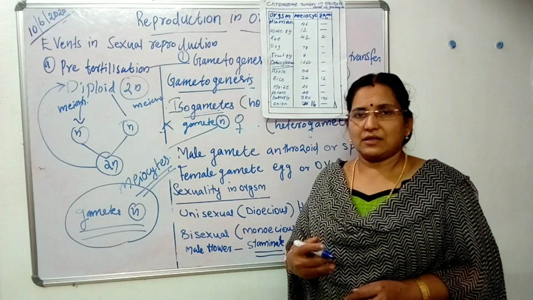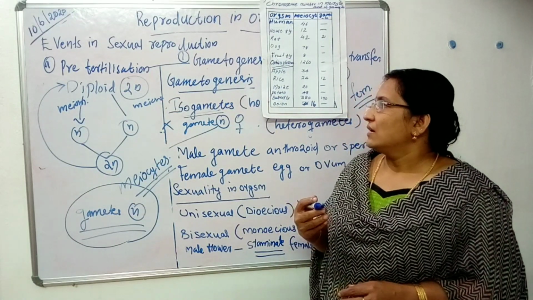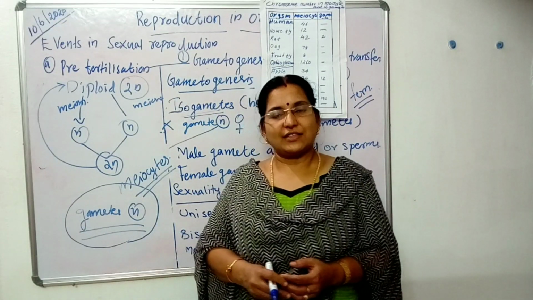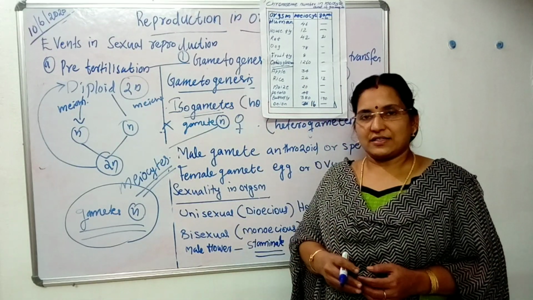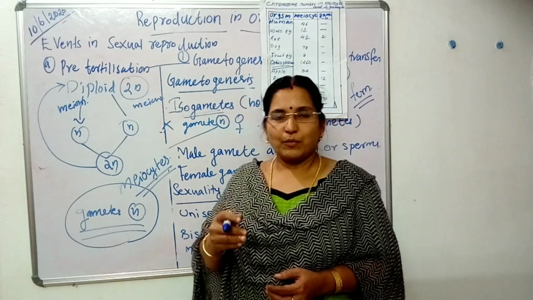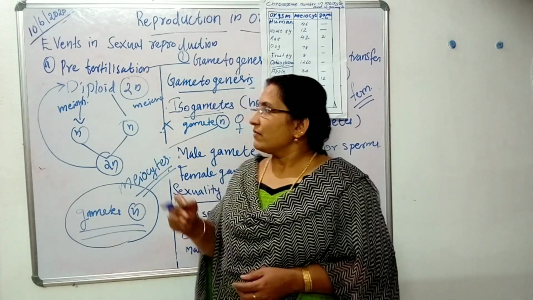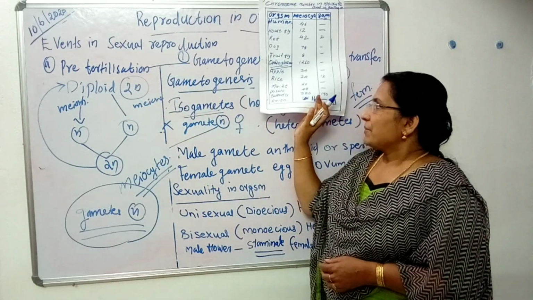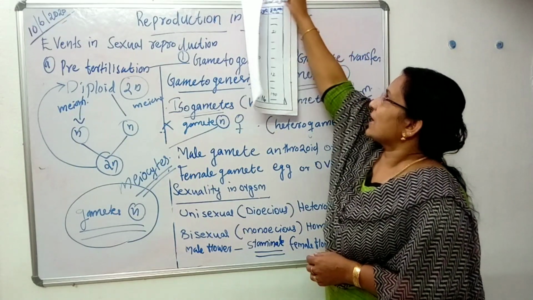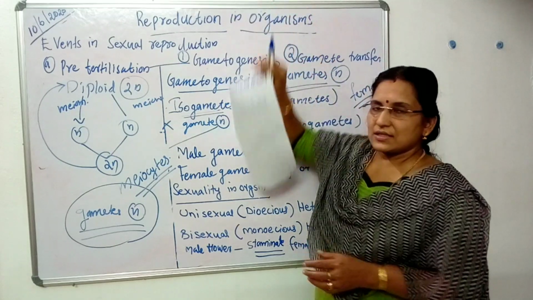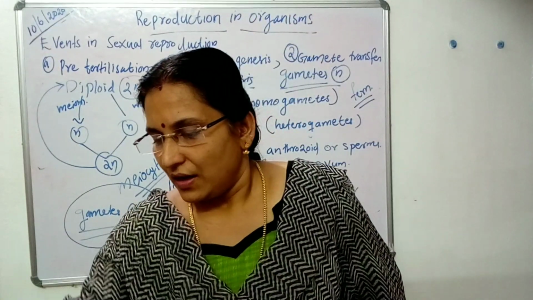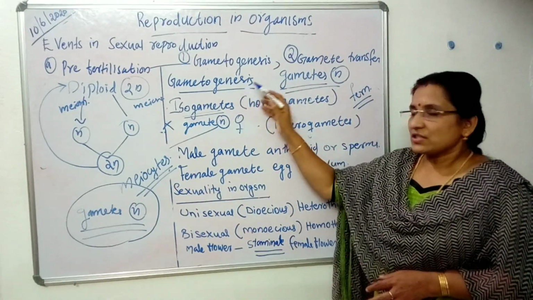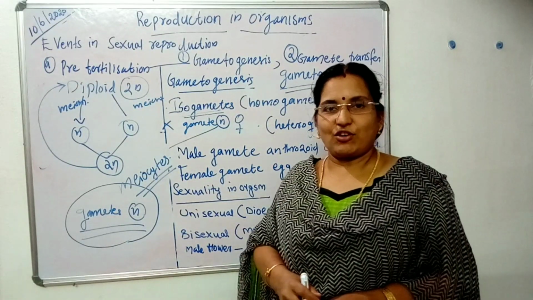Before we conclude the topic, we can once again go through what all things we have studied. First one is events in sexual reproduction: pre-fertilization, fertilization and post-fertilization. Then we have studied about pre-fertilization events. It includes gametogenesis and gamete transfer. Gametogenesis, the process of formation of male and female gamete, is known as gametogenesis.